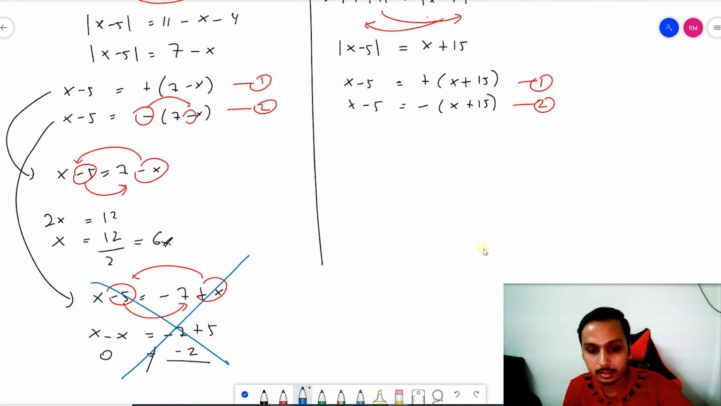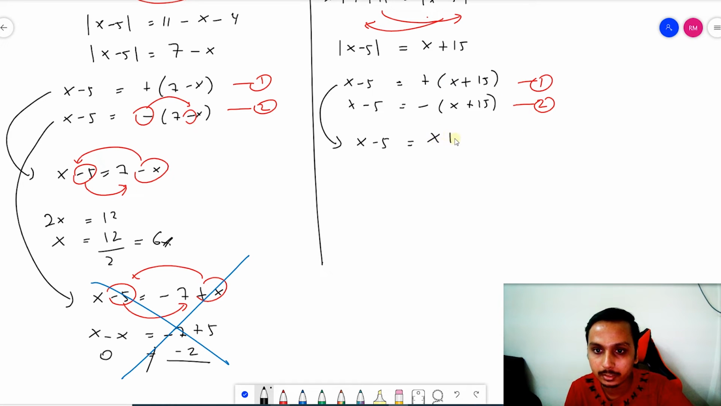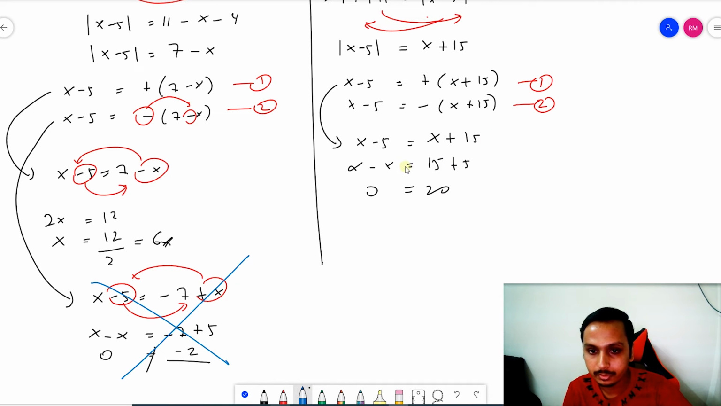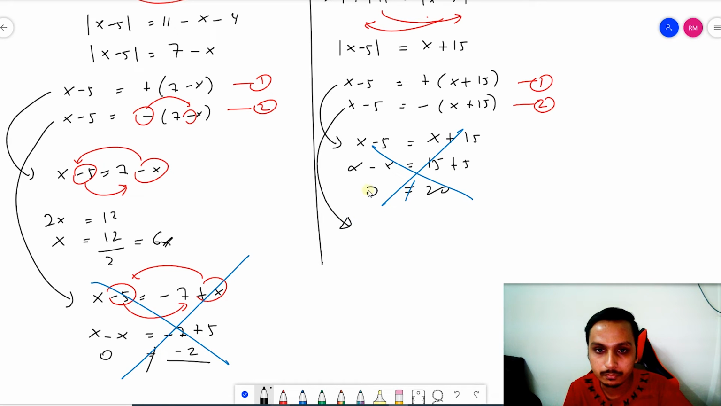Now let's solve the second component. Alright, for equation number 1, x minus 5 is equals to, when you open the bracket, you get x plus 15. So the same thing again, x minus x equals to 15 plus 5, which gives 0 equals to 20, which is not equal, so you can neglect this equation as well. Now let's solve equation number 2 for component 2.